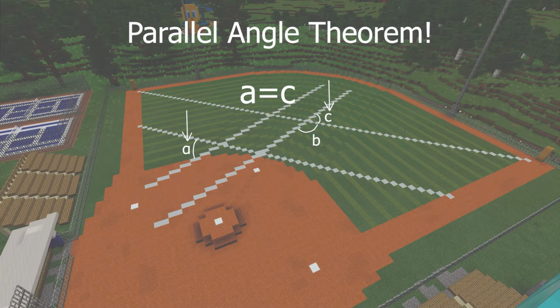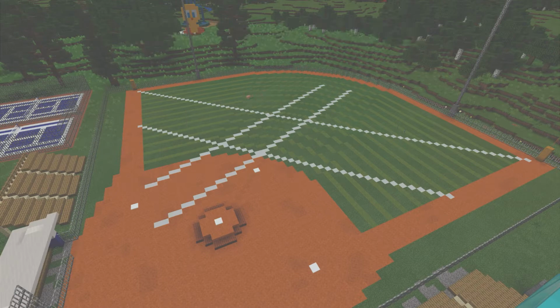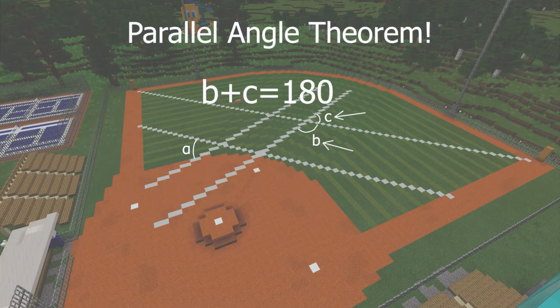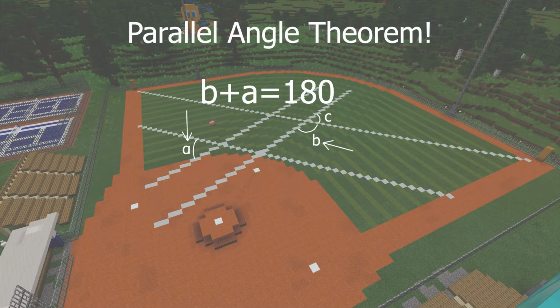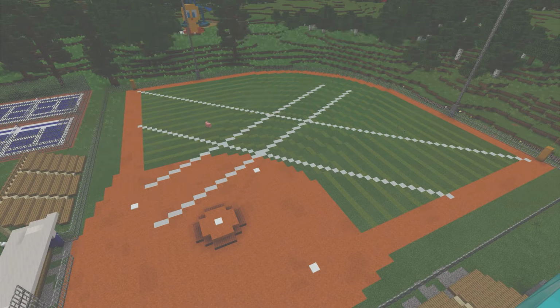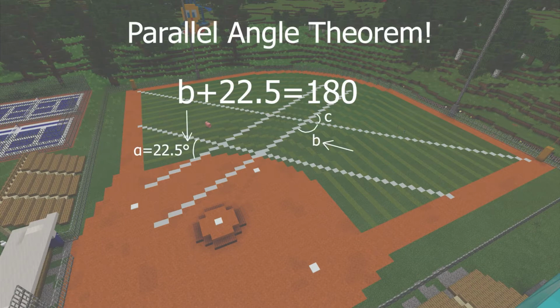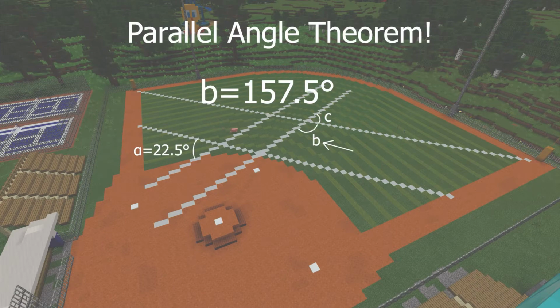With parallel angle theorem, you look at it, A equals C, because the two sets of lines are parallel. And also, B plus C equals 180 degrees, because it's along a single line. And then since A equals C, you can substitute A into the equation, so it's B plus A equals 180. We know A is 22.5 degrees, from the assumption we made at the very beginning of this. And then voila, we get B equals 157.5 degrees. And that's all from basic parallel angle theorem.